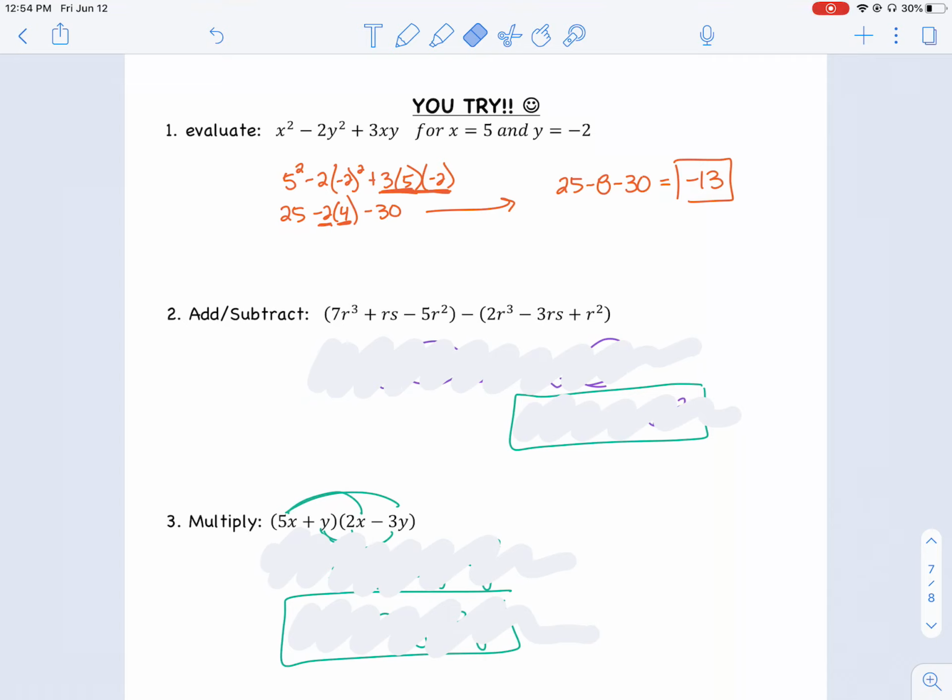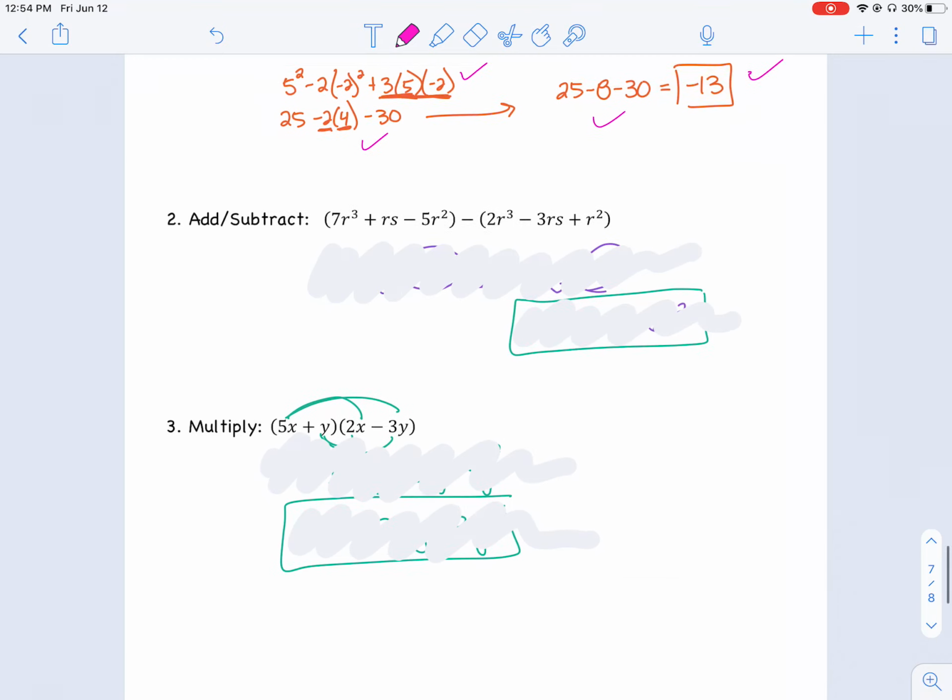Hopefully you did too. Also, hopefully you're practicing showing me all of your work. I want to be able to see that you're plugging in. I want to see your steps of following your correct order of operations, and then I want to see what your final answer is. All right, look at number 2.